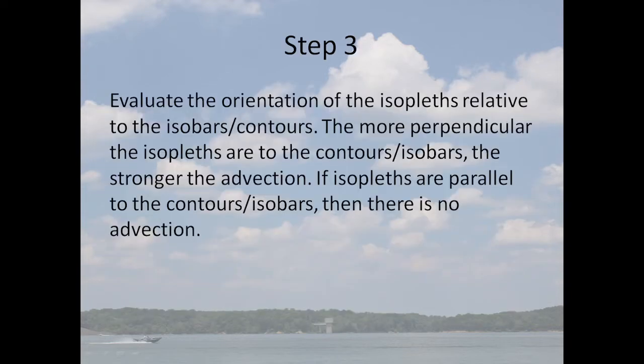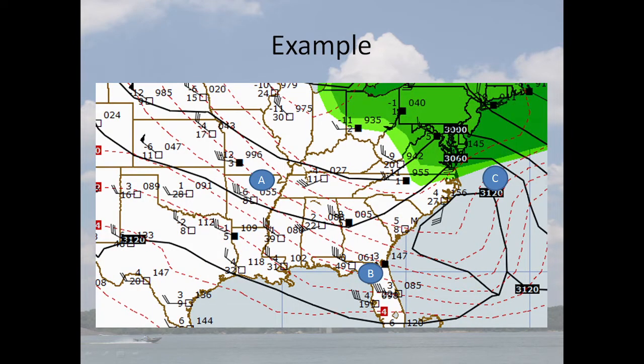All right, so step 3 is to evaluate the orientation of the isopleths relative to the isobars or contours. The more perpendicular the isopleths are to the contours or isobars, the stronger the advection. If isopleths are parallel to the contours or isobars, then there is no advection. So as they run parallel, like we talked about, you have weak or no thermal advection or moisture advection, depending on what you're looking for.